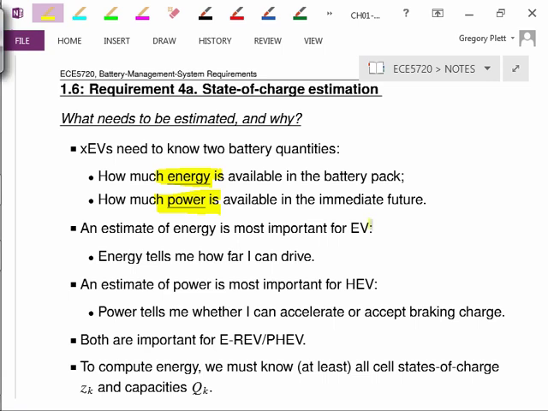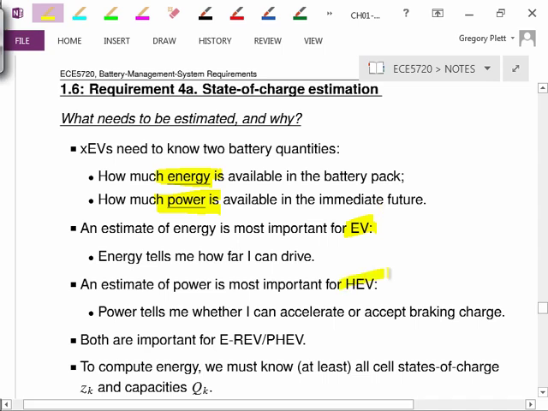Energy is most important for an EV-like application because energy is like the total amount of gasoline in your tank. It tells me basically how far I can drive. I mean, not specifically. We just talked about range estimation being somewhat different from energy estimation. But that's the idea of what capability do I have presently to do work.